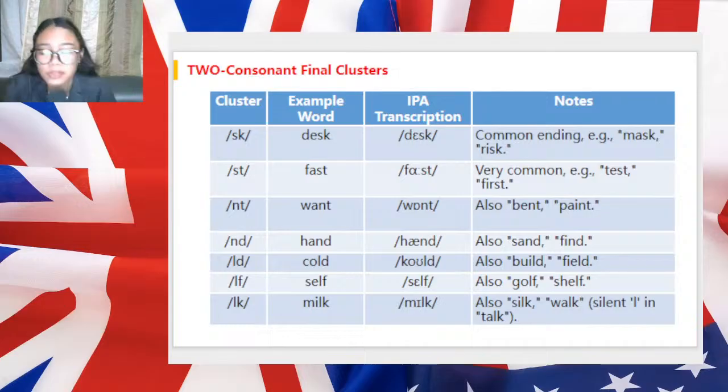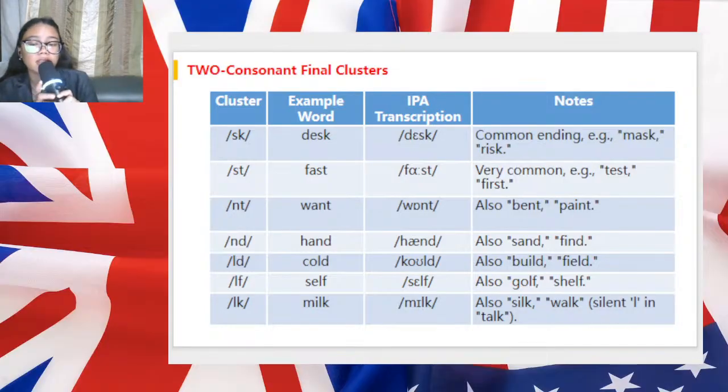Let's try first, of course, the sample word. Milk. Your turn. Again, milk. Next is silk. Your turn. Lastly, silk. All right, very good. And we have the silent one here, walk. There's a silent L in talk as well as in walk.